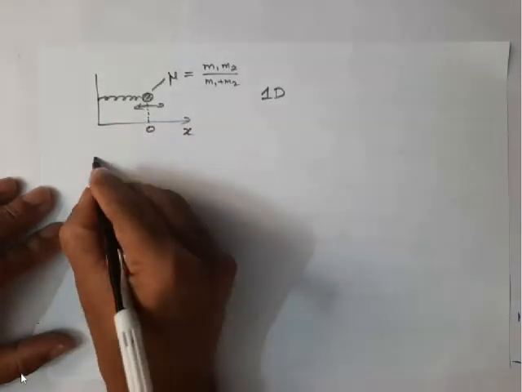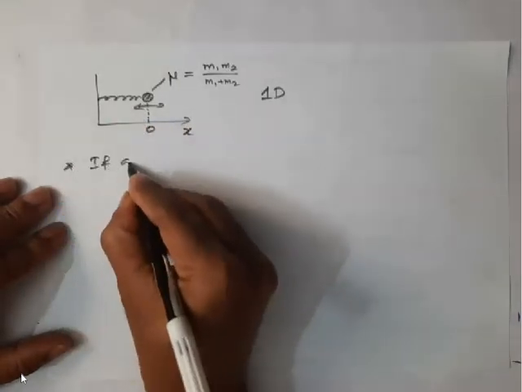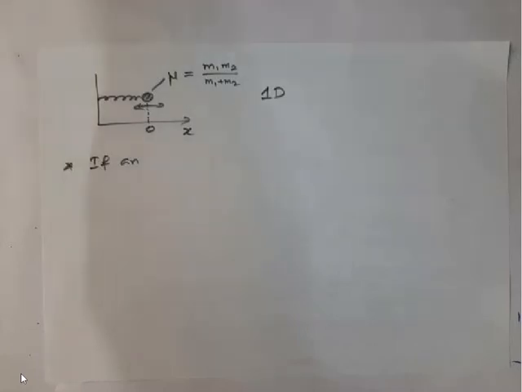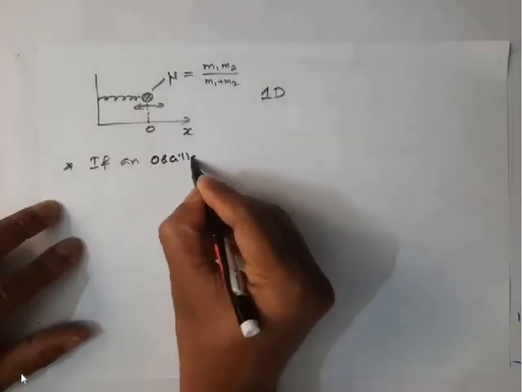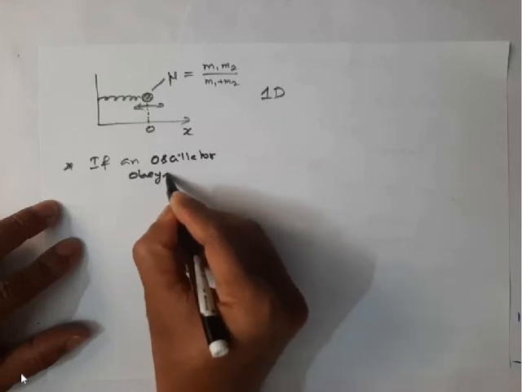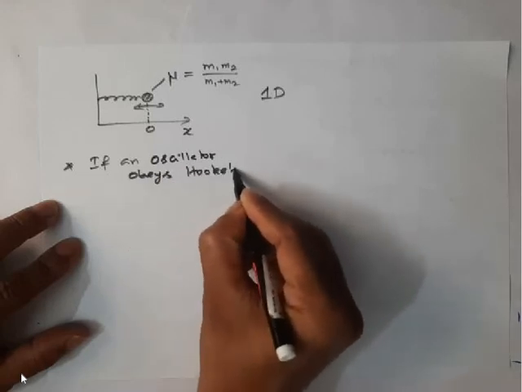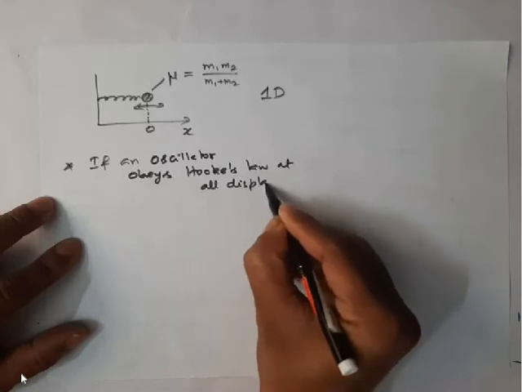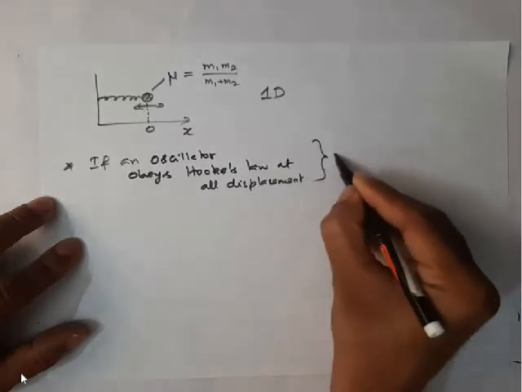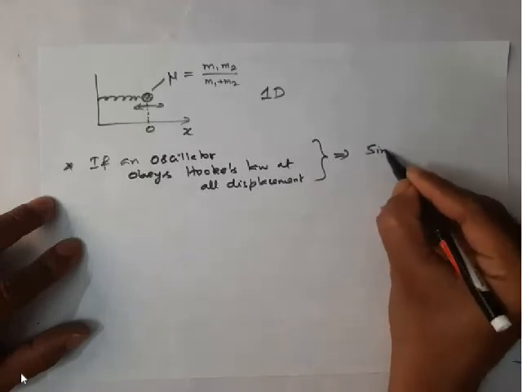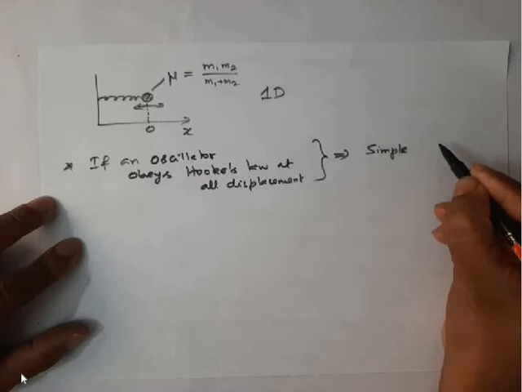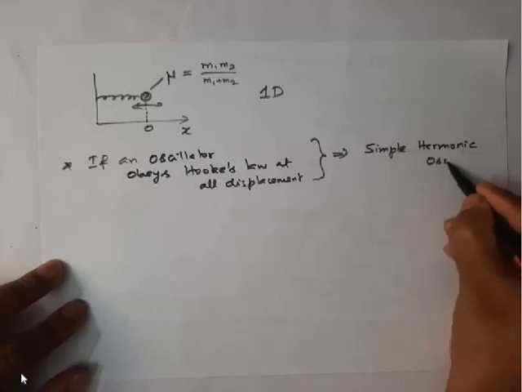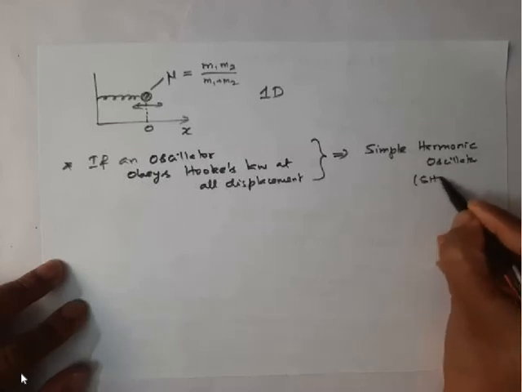This is very important: if an oscillator obeys Hooke's law at all displacement, we call that oscillator a simple harmonic oscillator. We represent this simply as SHO.